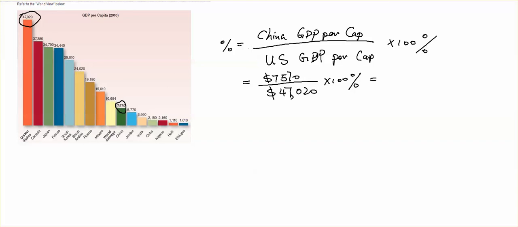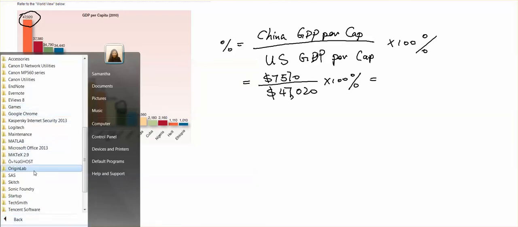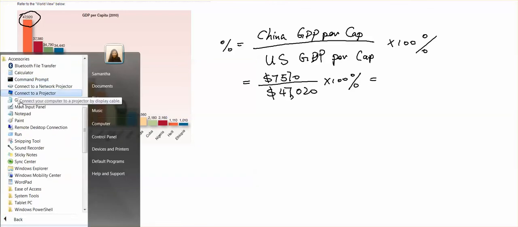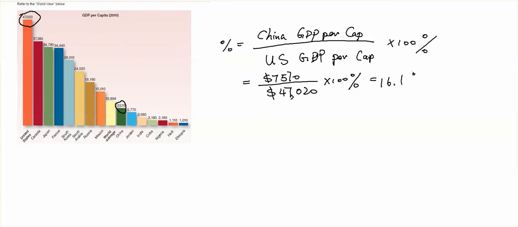So find the calculator. Then you use 7,570 divided by 47,020, and you get 0.16099, and times 100%. If we keep only one decimal, we get 16.1%. So this is the answer for question number 3.